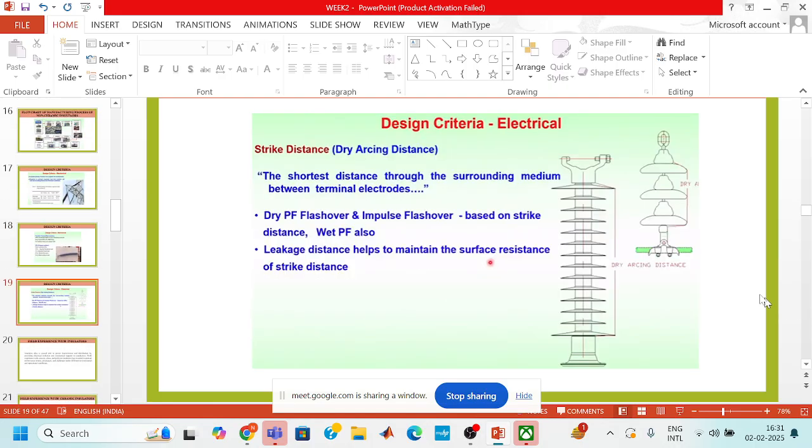Now there is the design criteria based on electrical properties. So we see the dry arcing distance. The dry arcing distance is the shortest distance through the surrounding medium between the terminal electrodes, from this end to this end. Terminal electrodes are the electrodes at which the terminals end. Based on the dry power frequency flashover and impulse flashover, we see the strike distance, and leakage distance helps to maintain the surface resistance of a strike distance. So this distance is known as dry arcing distance for design criteria in electrical.